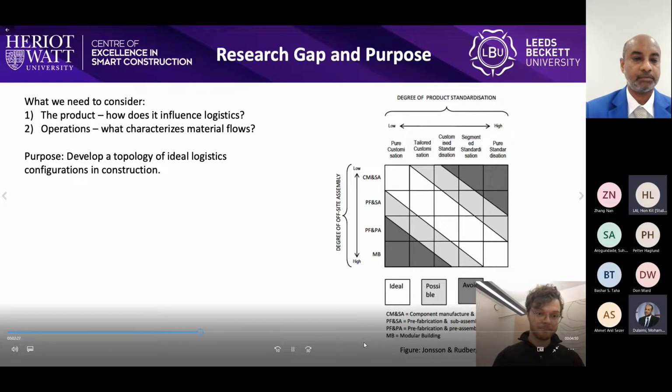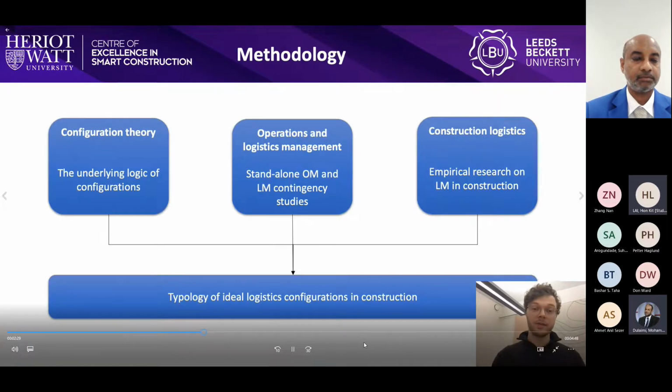in construction. The paper is based on a critical review of mainly three literature areas, where the first one is configuration theory, which describes the underlying logic of logistics configurations. The second one is standalone logistics and operations management contingency studies, and the third one is empirical research of logistics management in construction. So the typology is then developed based on a synthesis of these three literature areas.